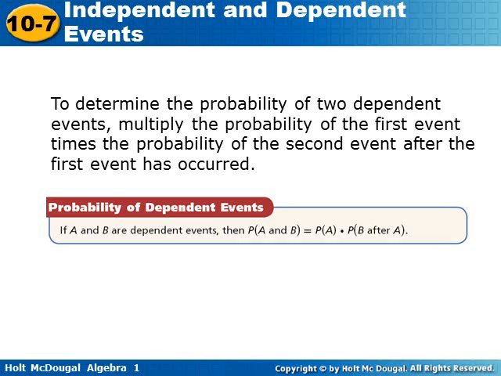is 1/4. To determine the probability of the 2 dependent events, multiply the probability of the first event times the probability of the second event after the first event has occurred. So the probability of dependent events: if A and B are dependent events, then the probability of A and B is the probability of A times the probability of B after A has already taken place.